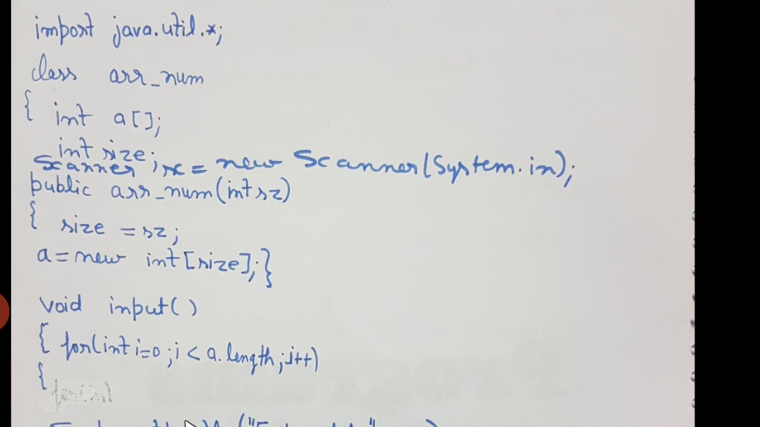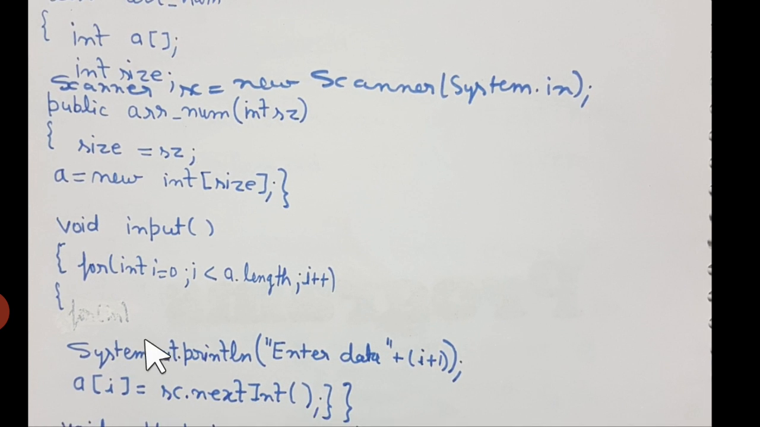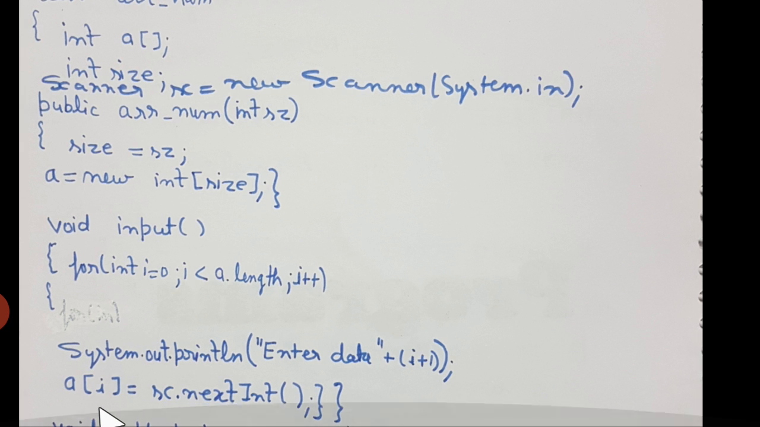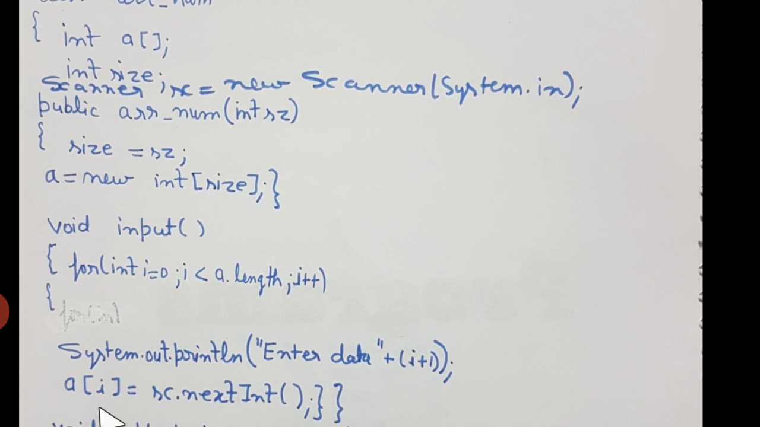After that input is performed. So in the input you can see that I have written i=0, i less than a.length, i++, then System.out.println, enter data i+1. So if the index i is 0, then it will be printing data 1 and all right. And then a[i] = sc.nextInt(), so it will enter the data at different locations of the array. So this is the input function, right? I hope it's clear to you. You already know about it.